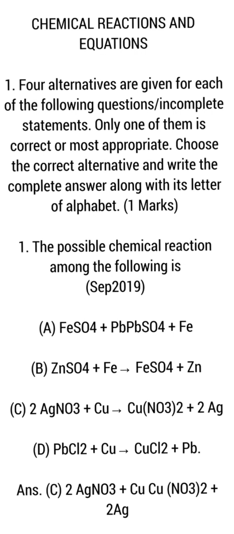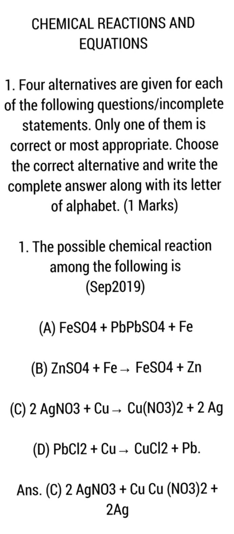Question 1. The possible chemical reaction among the following is. This question is asked for the annual exam September 2019.